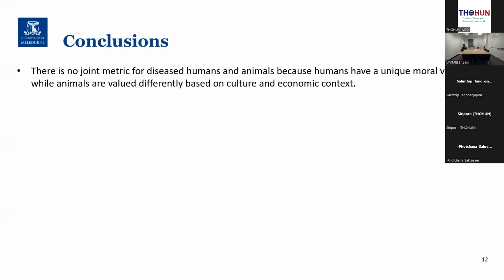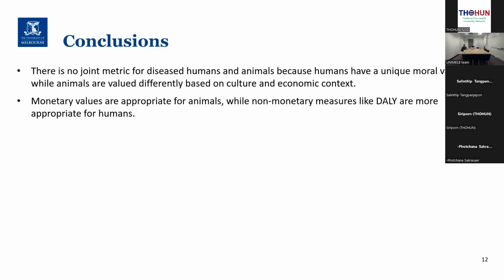So a few lessons that Zinsstag tries to promote to his readers at the end is that there's no joint metric for diseased humans and animals, because humans have a unique moral value while animals are valued differently based on culture and economic context. Right, so the way that a cow is perceived changes quite significantly depending on where you are in the world. The value of a cow changes a lot. The value of a chicken changes a lot. A lot of these values that we place on things are quite ingrained in culture.